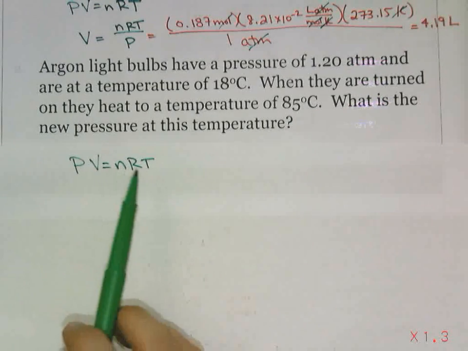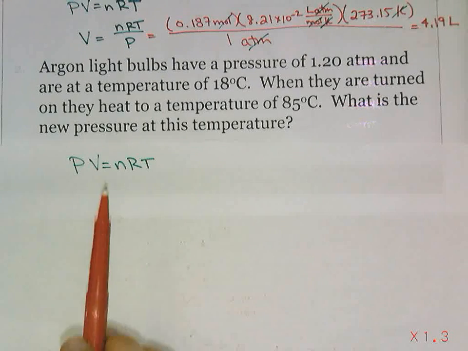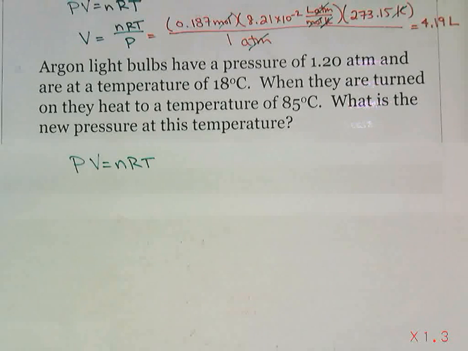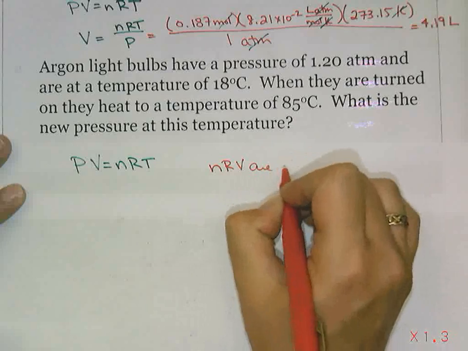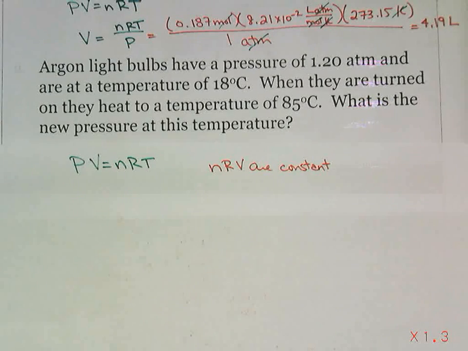Is the volume changing? No, right? We have constant light bulbs. Have I added or subtracted any moles to my light bulb? No, right? They're sealed, so there's no new moles going in or out of it. And R is the gas constant, which is constant. And so the n, the R, and the V are constant, which means I can plug it in and rearrange some things and figure out what to do with it.